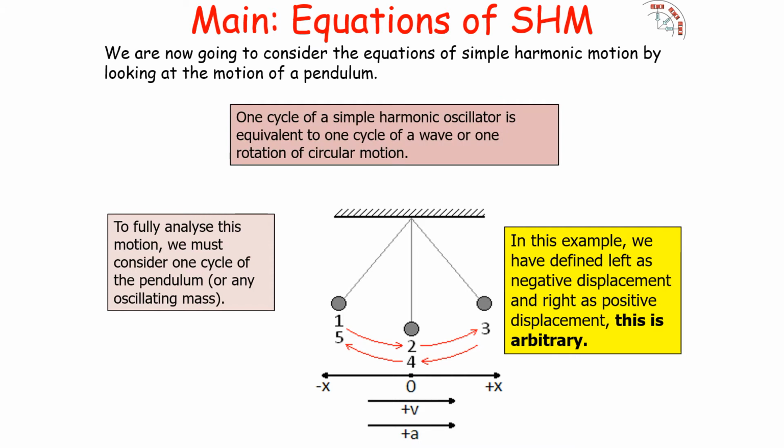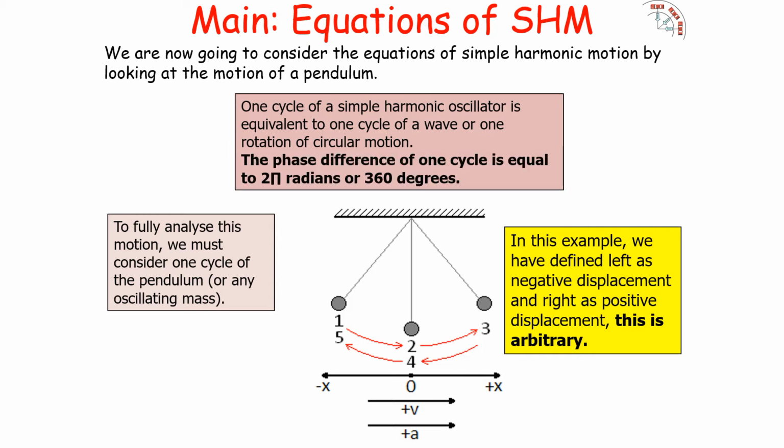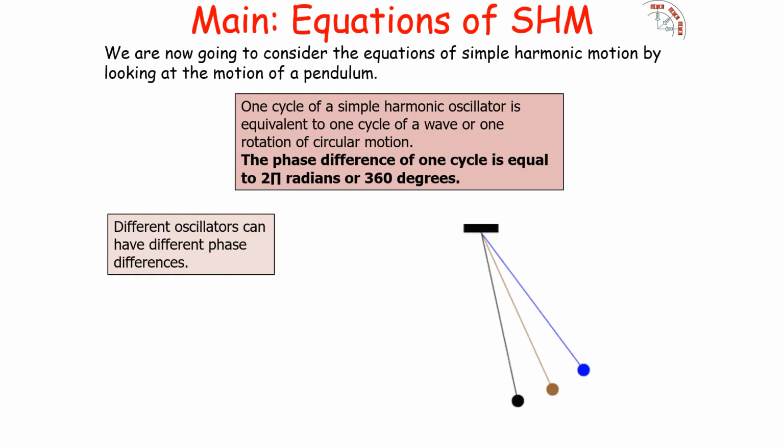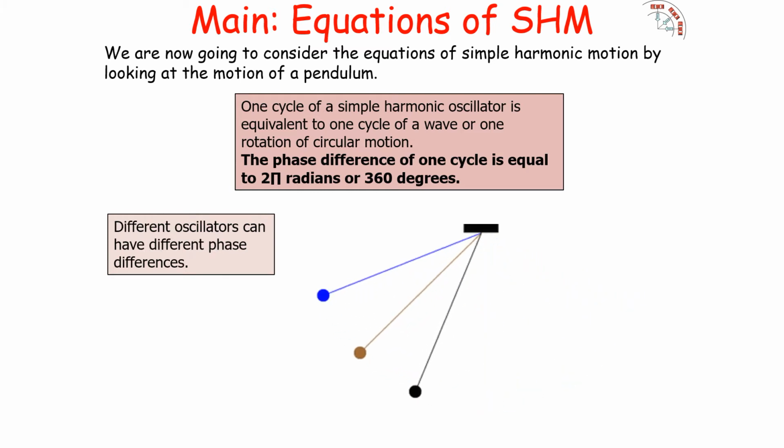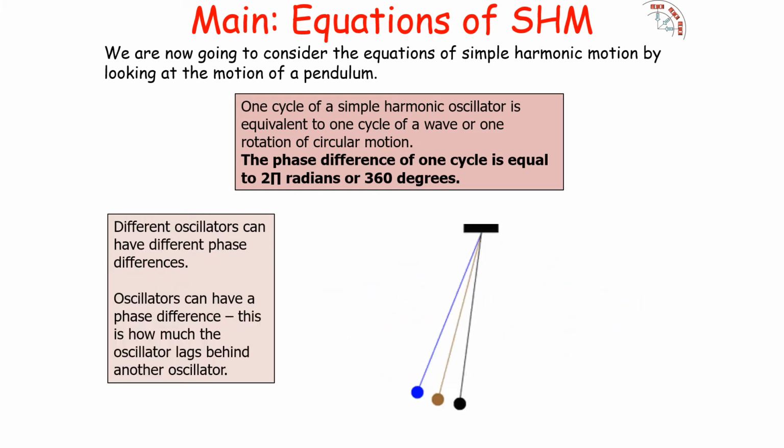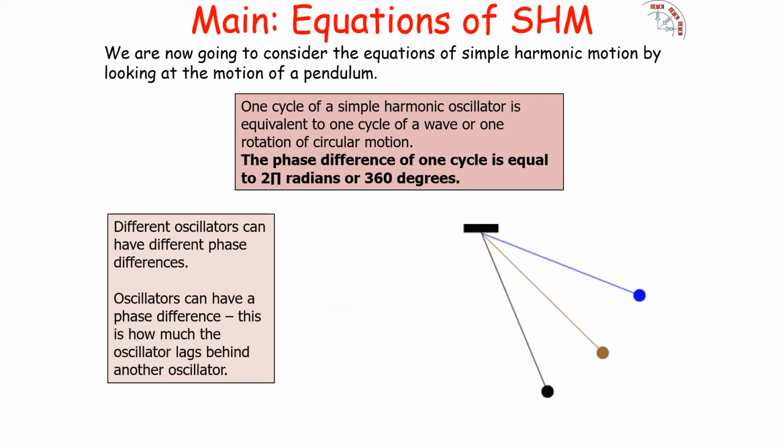One cycle of a simple harmonic oscillator is equivalent to one cycle of a wave, or one rotation of circular motion. So this tells us that the phase difference of one cycle is equal to 2 pi radians, or 360 degrees. Different oscillators can have different phase differences, which is how much an oscillator lags behind another oscillator.